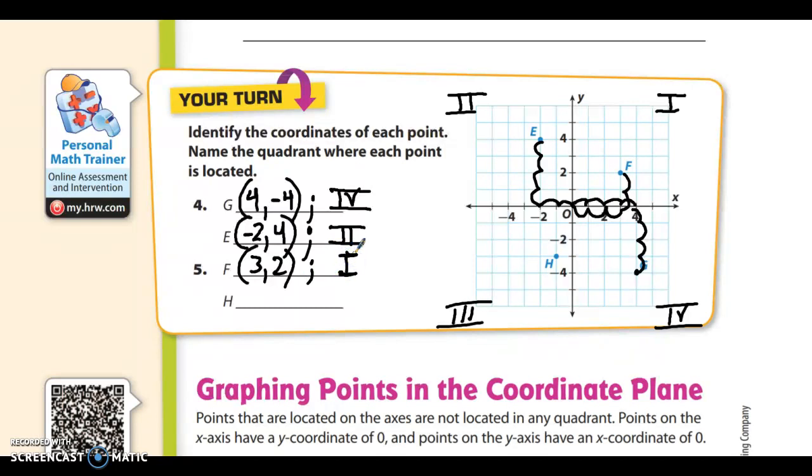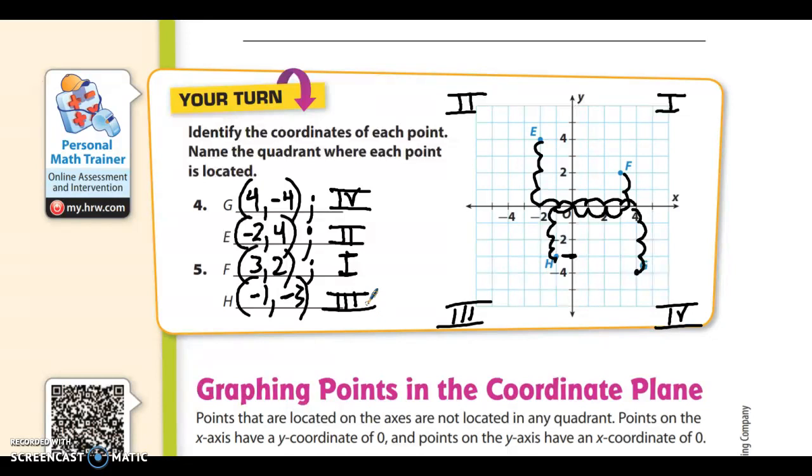And we are on H. H is to the left 1 space. That's negative 1. And it is down 1, 2, 3. I miscounted. It's down on the negative 3 line. It's down 3 spaces, so it's negative 3. So the coordinate pair is negative 1, negative 3. And that's in quadrant 3.